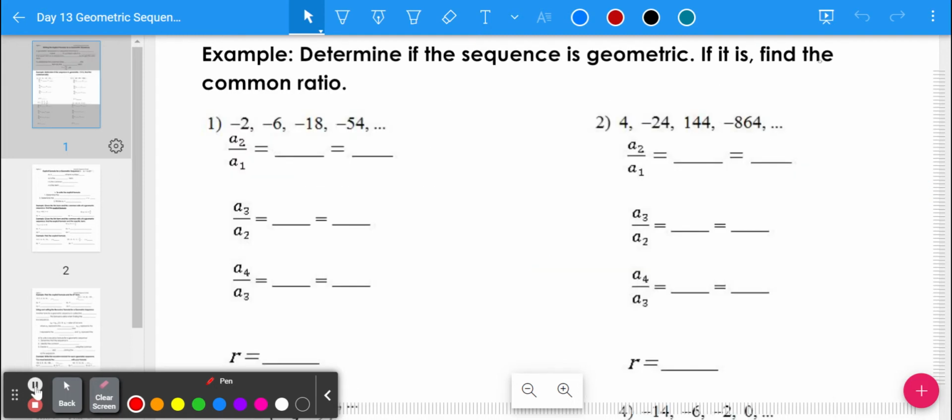So let's look at these examples. Determine if the sequence is geometric, and if it is, find the common ratio. So if I'm going to practice what we just talked about, I would take -6 and divide it by -2. So the second term divided by the first term. And that's going to give me a value of +3.